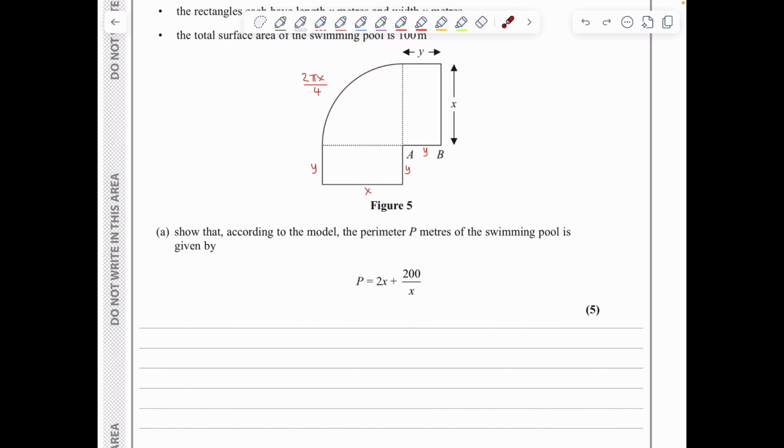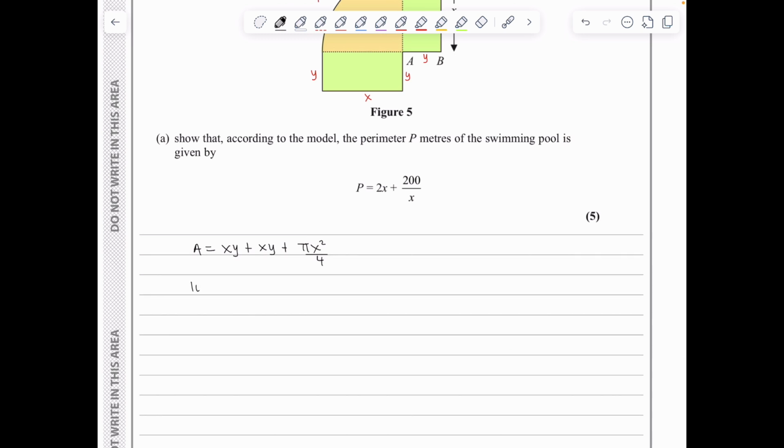And with regards to the area, it consists of the rectangle here, the quadrant, and another identical rectangle as shown highlighted here. So let's start with the area. The area will be given by xy plus xy plus the area of the quadrant, which is pi x squared over 4. Now we are told that the area is 100, so we're looking at 100 being equal to 2xy plus pi x squared over 4.